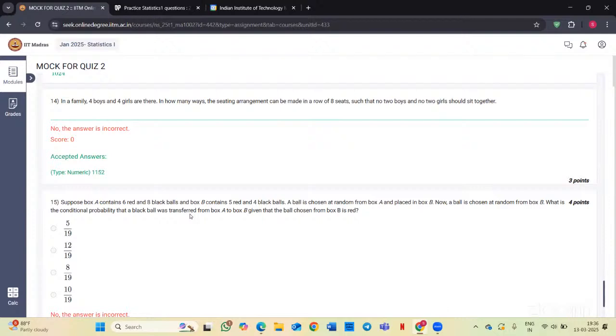Read the question carefully 2-3 times. Write the values that are given and solve it.